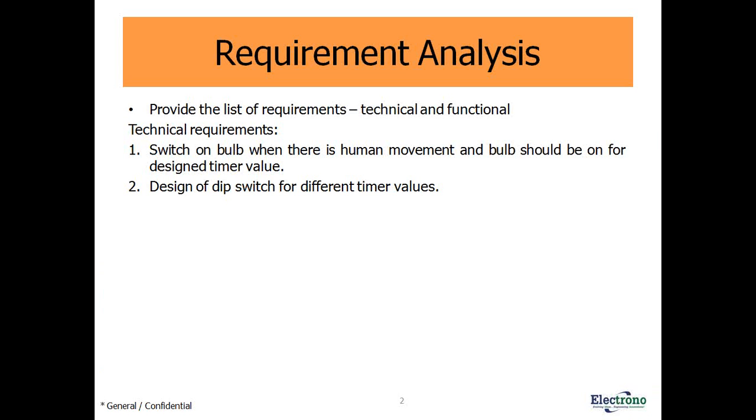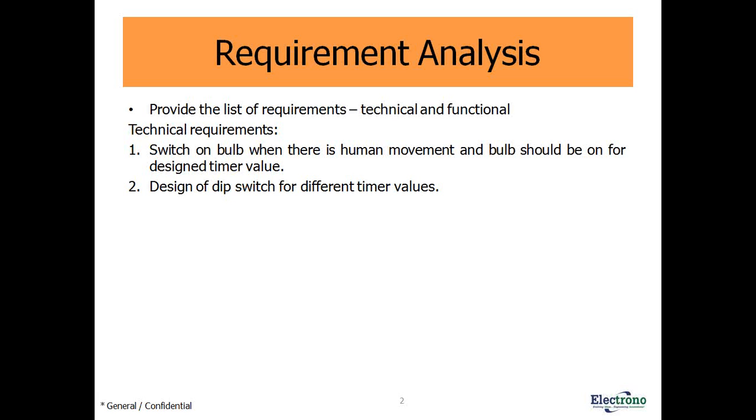We have an example here about a smart system. This smart system is actually an automated light control system, or I can say a smart light control system. So here we have the requirement: switch on the bulb when there is a human. These are the requirement analysis for the embedded system that we have designed.